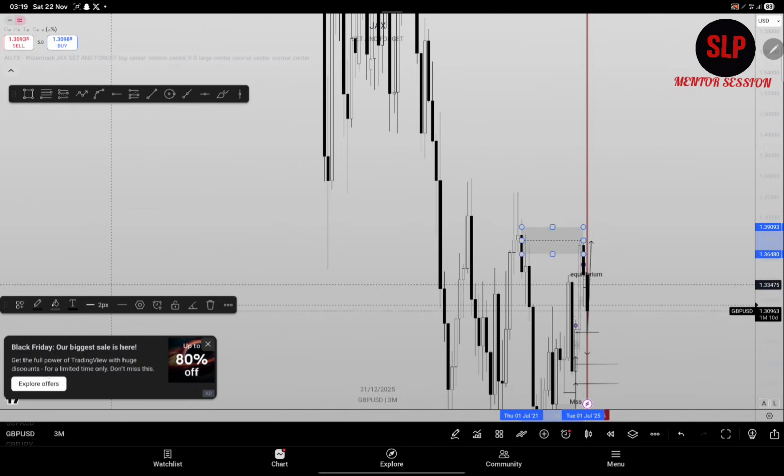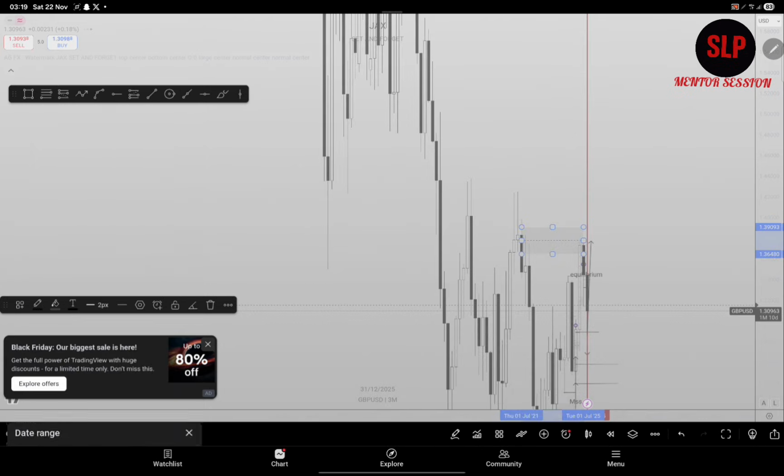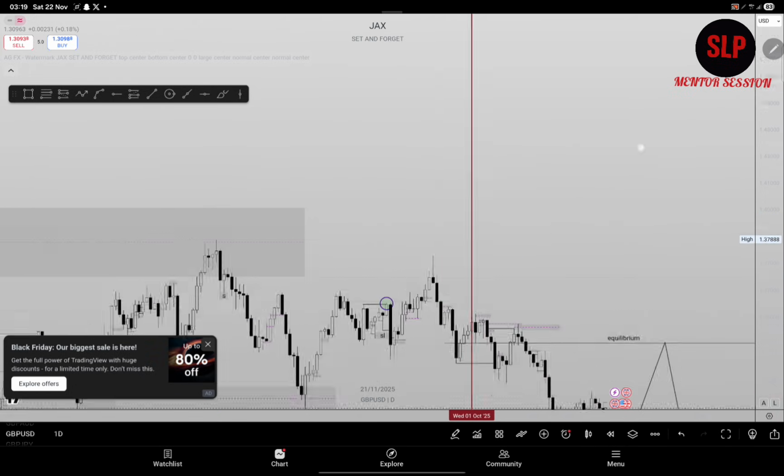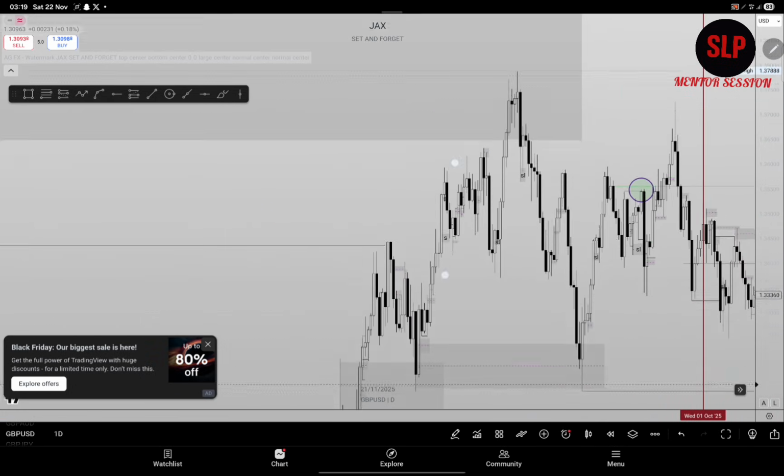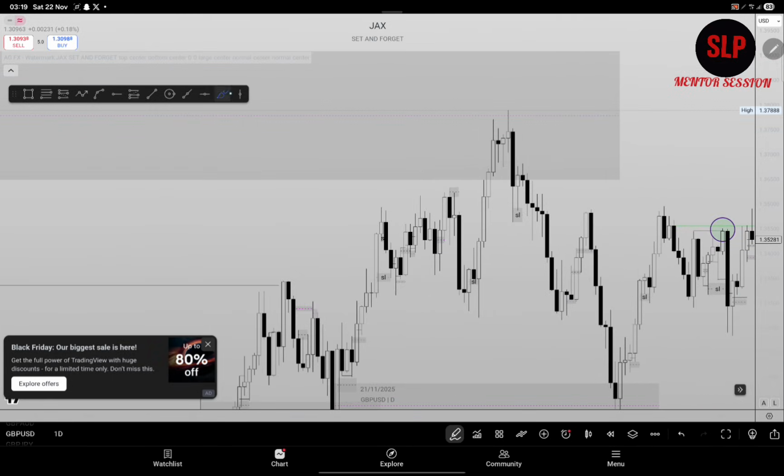You have a point of interest right there for reversal. And on the daily time frame, what did price do? Price created a QMR right in that point of interest. Let's check it out.